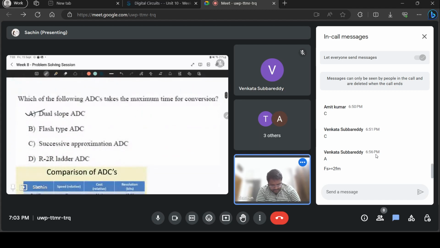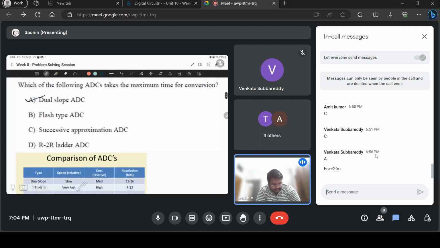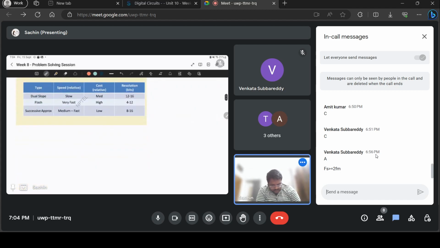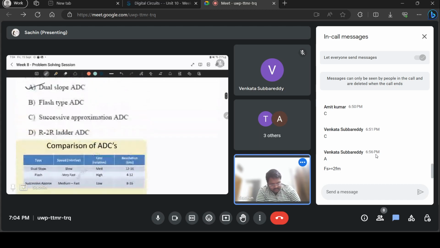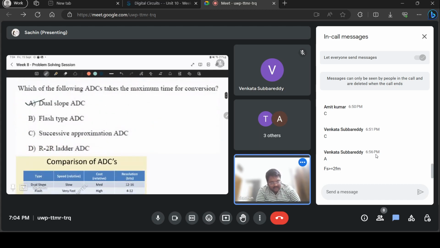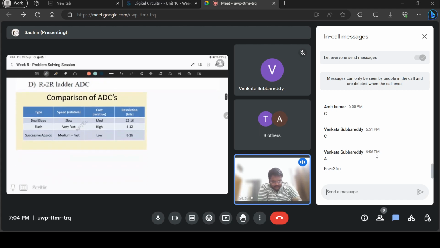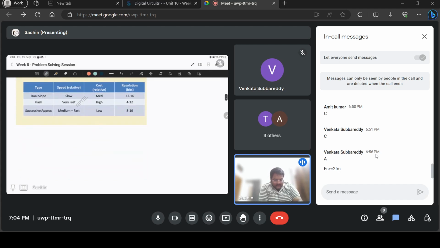Okay, which of the following ADCs takes the maximum time for conversion? Dual slope ADC. It's the slowest. This is in comparison. Actually, slow doesn't mean that it'll take 1 second to do all this. They'll be very fast. In comparison, some of these are so fast they could be in nanoseconds or microseconds. Some of them, the slower ones, could be in milliseconds. So in that way, I say the speed is relative.